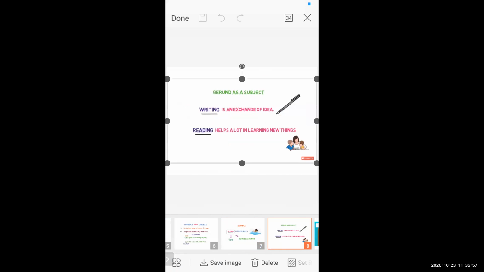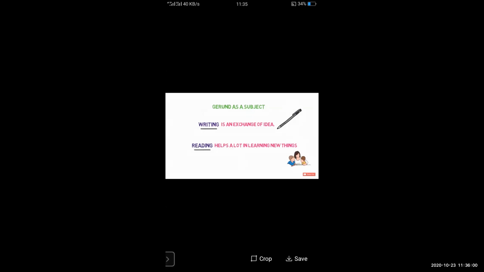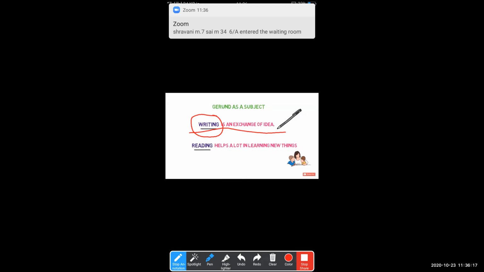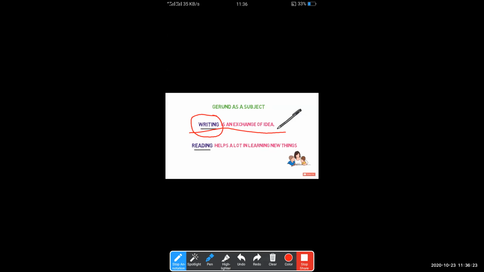Let us see another example: Writing is an exchange of ideas. Here there is no subject or pronoun present, but you can find a verb: verb first form ing, writing. Writing is a verb. But now read the sentence properly: Writing is an exchange of ideas. Here, this verb writing acts as a noun. So this comes under the gerund.